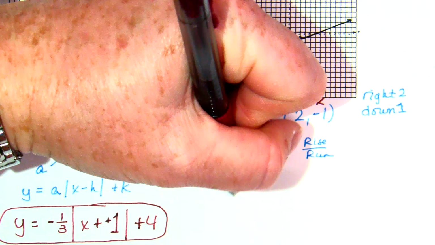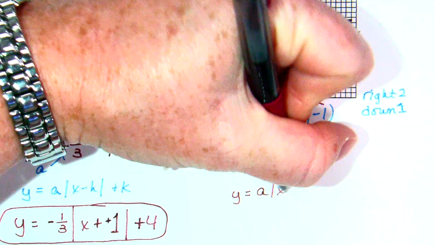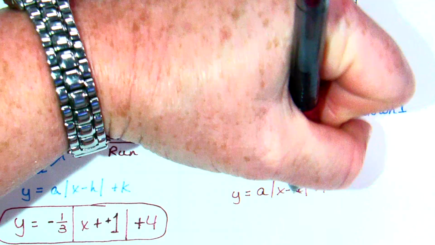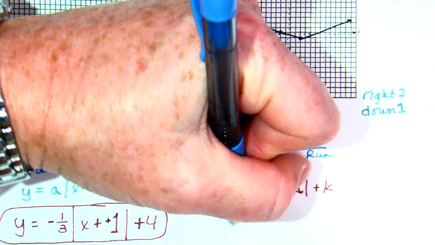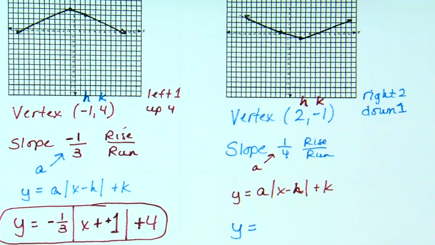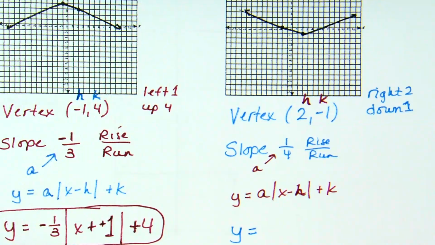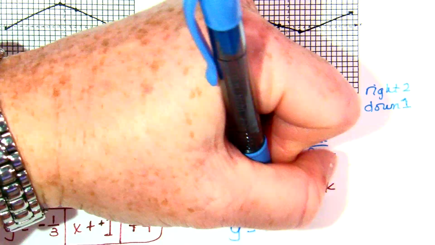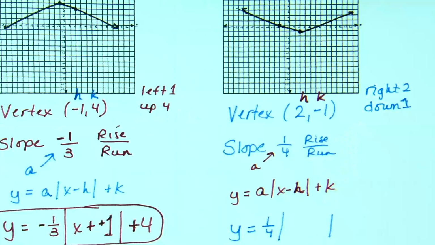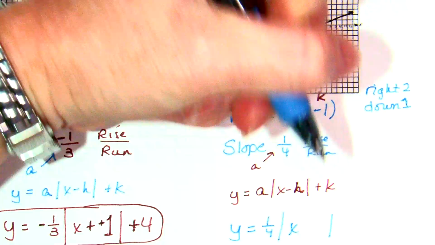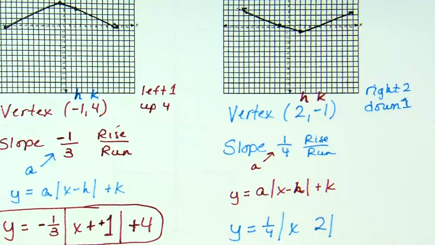Okay, friendly reminder, it's y equals A times absolute value of x minus h plus k. Jake doesn't think it's helpful, but it's what I'm doing. Y equals, there's my help. 1/4, because that is my slope. These graphs are compressed, right? What's going in my absolute value? X minus what?